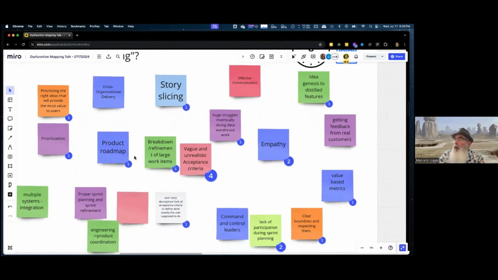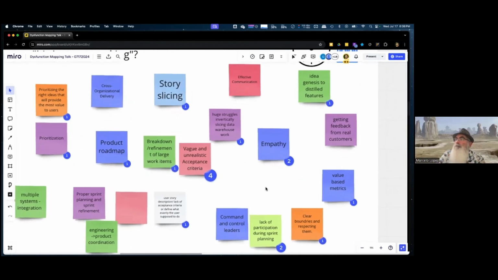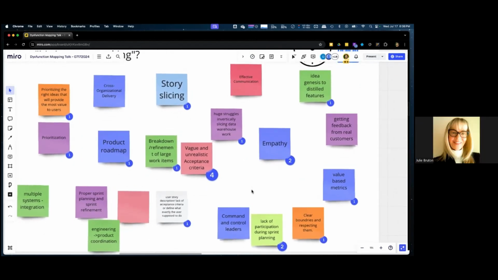We got a lot of 1 votes, but we got 1 4 vote and 2 2 vote. I don't think vague and unrealistic acceptance criteria is easier to do than empathy. Or I think making clear boundaries and respecting them is easier than vague acceptance criteria. I get it. And that's the power of facilitation and the team deciding.